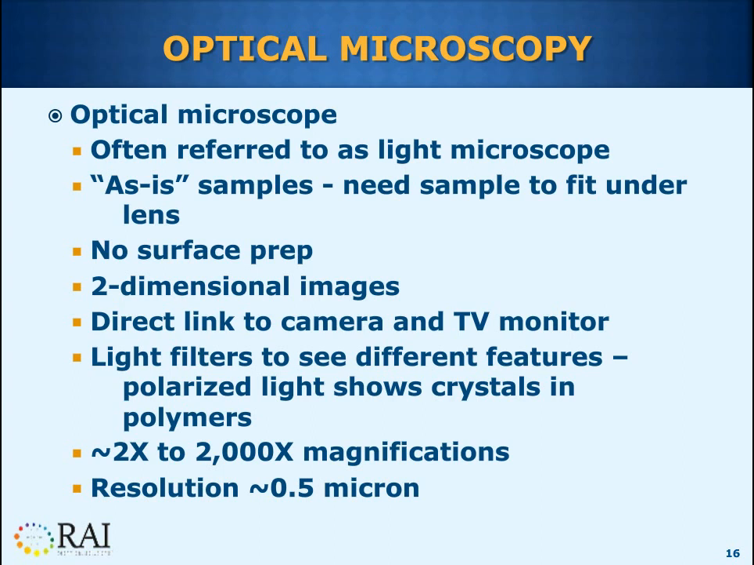You simply put the sample in its original or as-is condition on the microscope stage, that is, under the lens. There is no specialized surface preparation of the sample needed. Most scientific optical microscopes provide direct links to a camera and TV monitor to facilitate taking photos. And most have different light filters, such as polarized light, that provide sample contrast to see different features, such as crystallization in polymers.